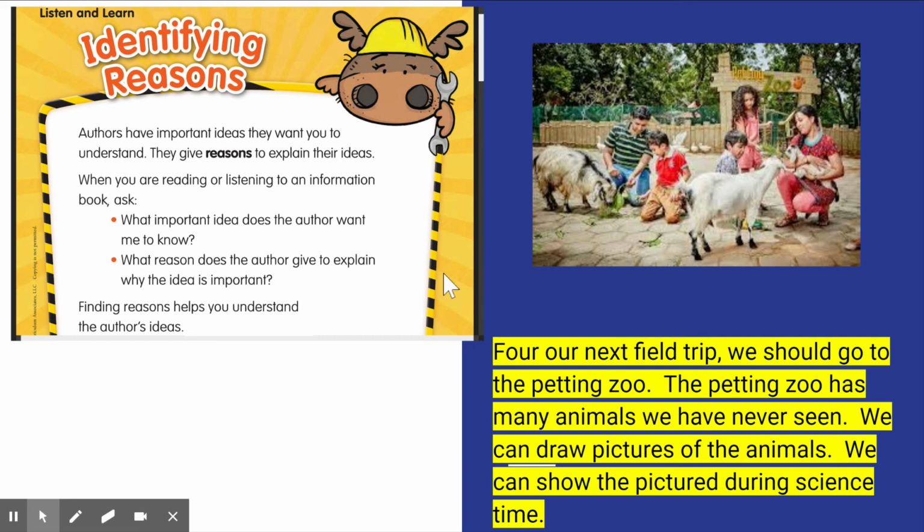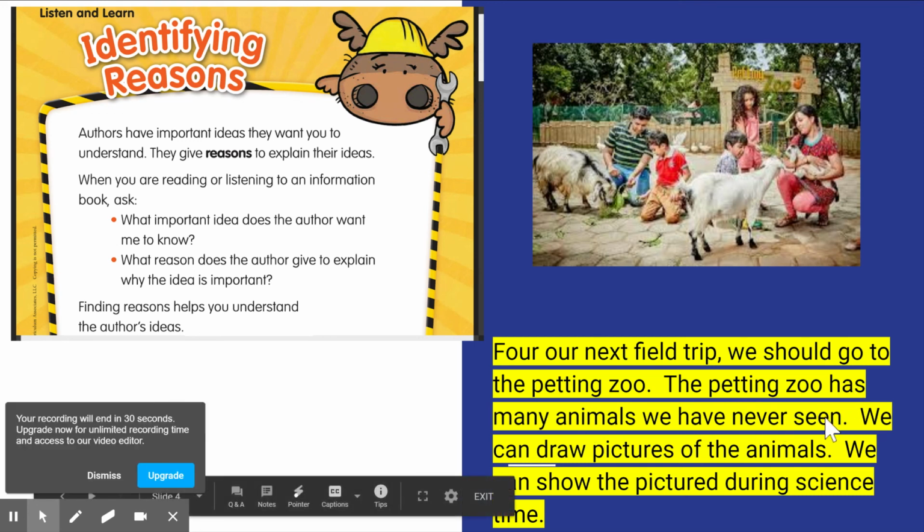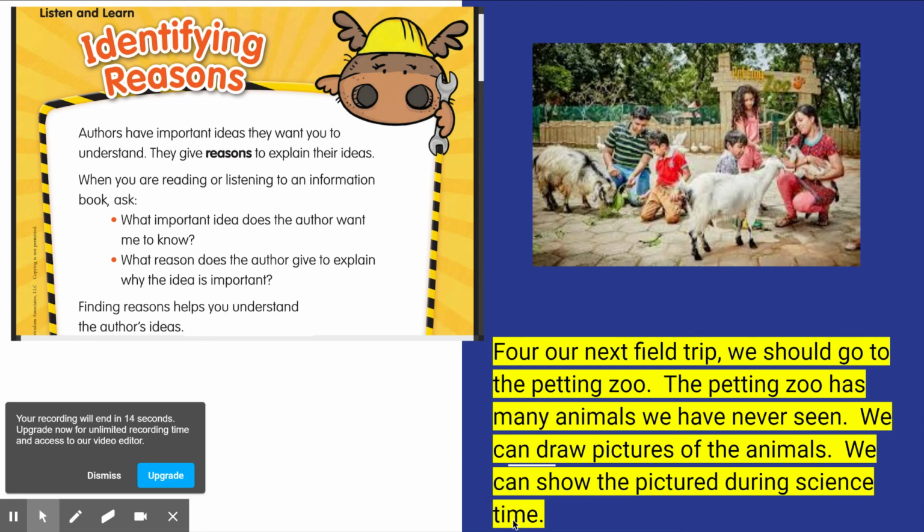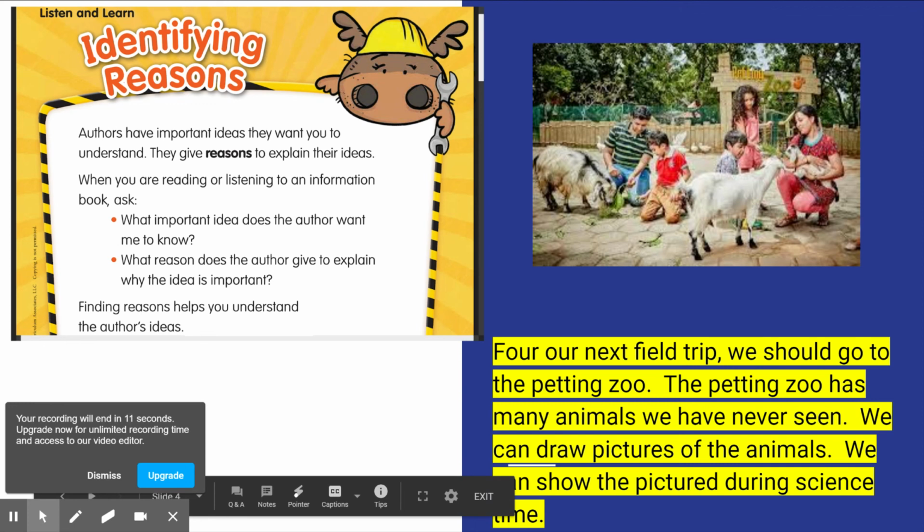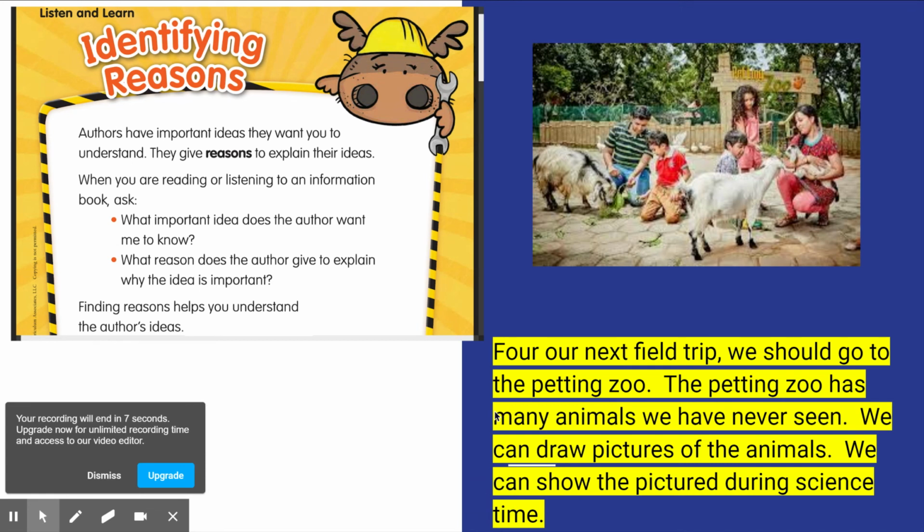I go back and I read the reasons. The petting zoo has many animals we have never seen. We can draw pictures of the animals. We can show the pictures during science time. I asked myself, does this tell me why the author thinks the class should go to the petting zoo? The first sentence tells me the zoo has many animals they've never seen. Is that a reason to go? Yes, it is. So, boys and girls, we have just learned how to identify reasons that support the important information the author gives.